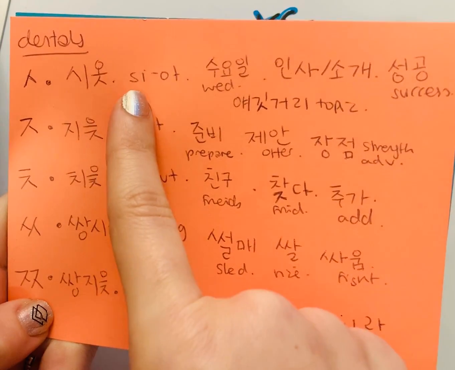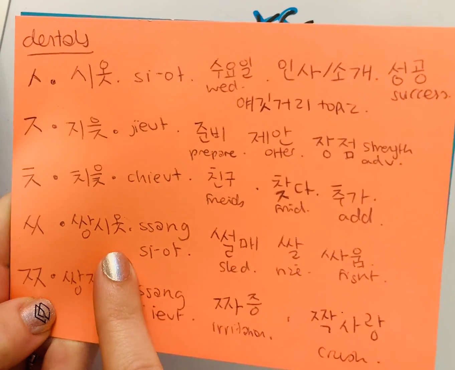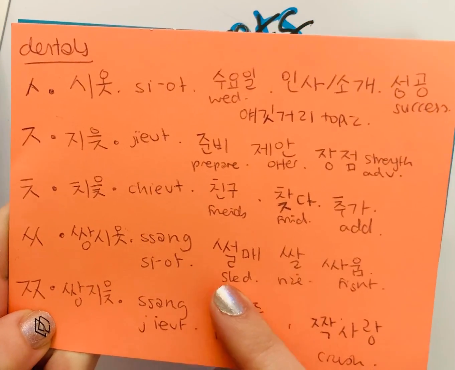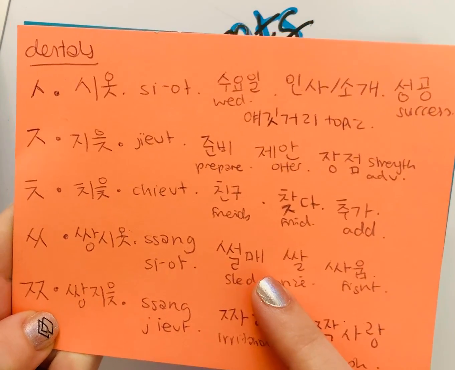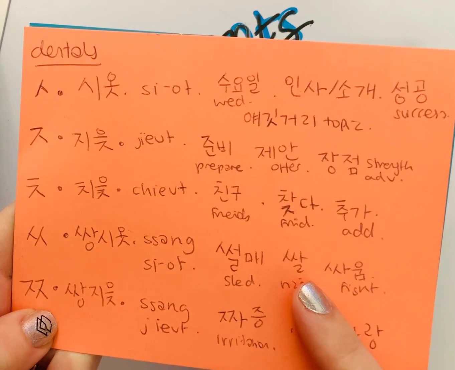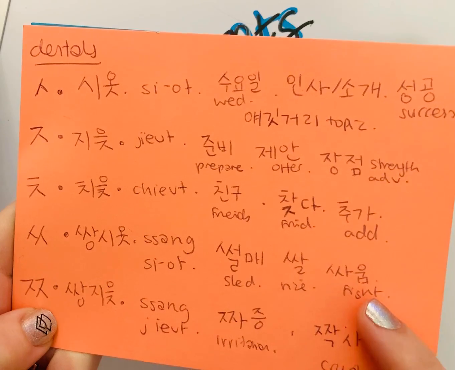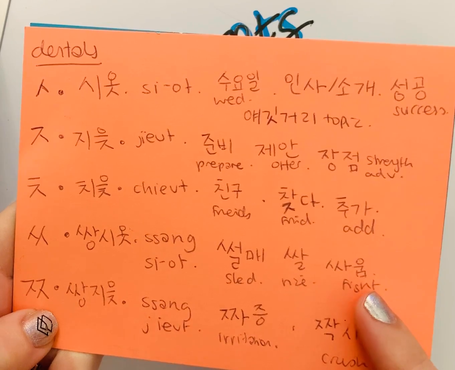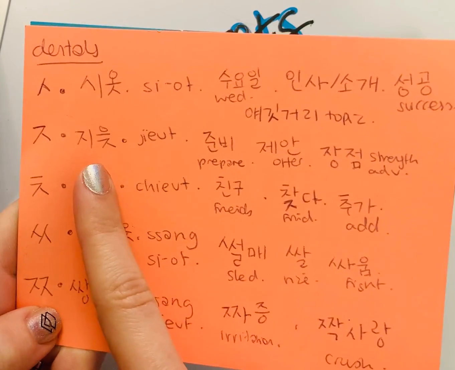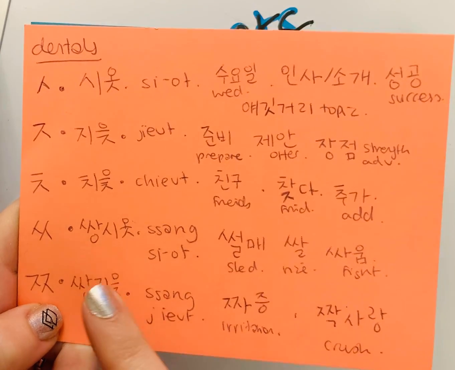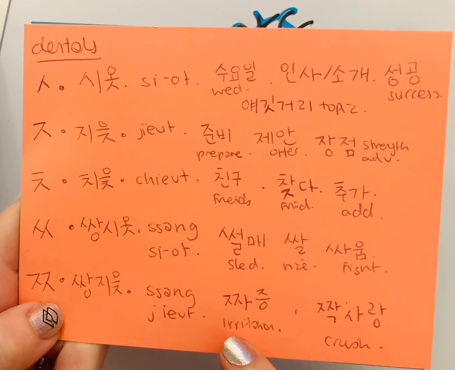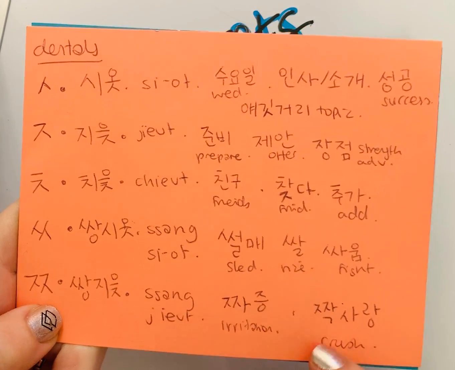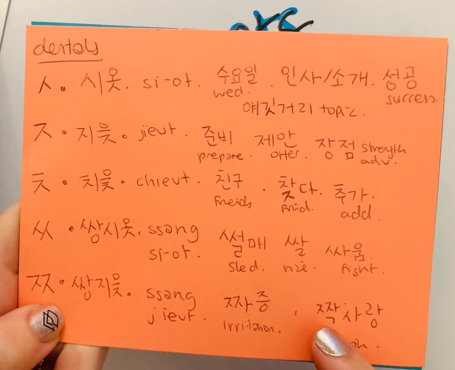Next, we have a double 시옷, known as 상시옷. We use it in words like sled, like sledding through the snow, 설매. Words like rice, 살. And words like fight, which we often see in dramas, 싸움. Then we have a double J, a double jiut, known as a sang jiut. And we see it in words like irritation, 짜증. And words like crush or one-sided love, 짝사랑.